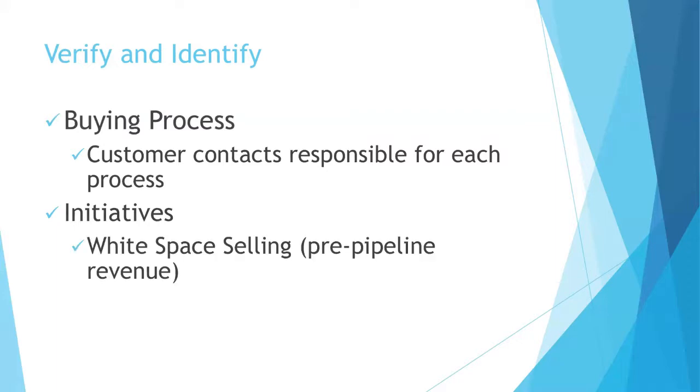Initiatives. What are they going to do in the short term and long term to be able to drive revenue? We call this white space selling, or it's pre-pipeline revenue. This is revenue that I can say, oh, I'm slipping $100,000 this quarter. What can I potentially pull from? And you pull from this white space and move their initiatives up if possible. So I want to verify and identify any initiatives.